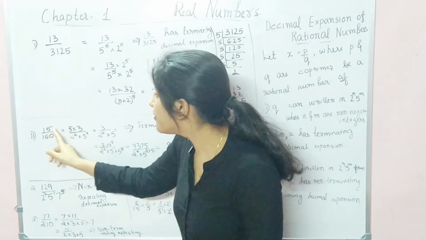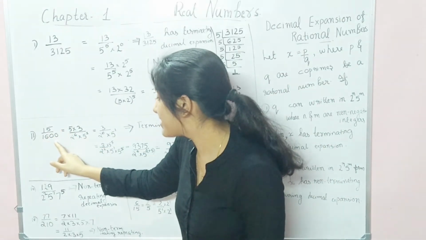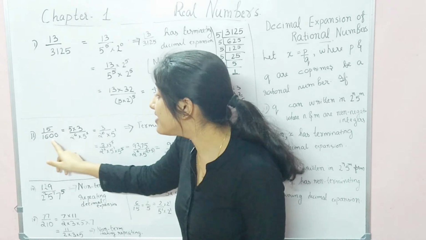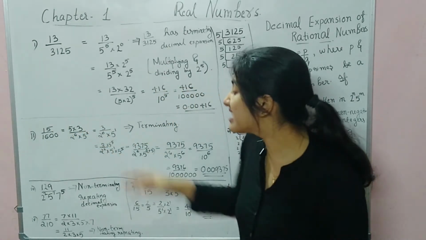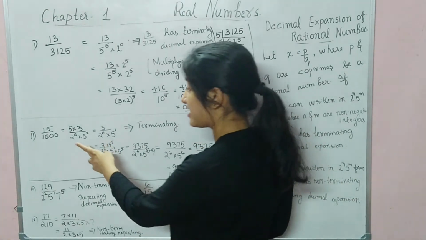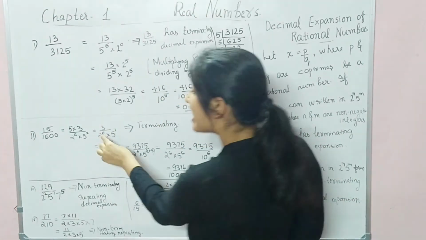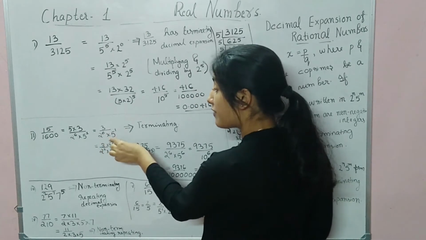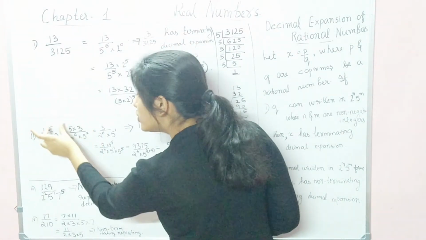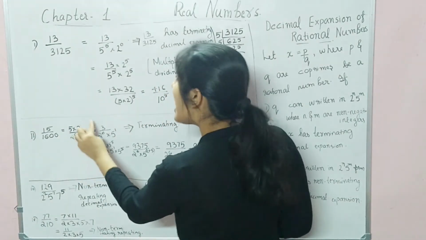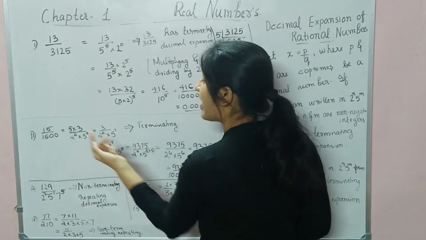When you observe 15 divided by 1600, 15 and 1600 have a common factor, which is 5. So I have to first cancel the common factors and I get 3 divided by 2 raised to 6 into 5 raised to 1. What I have actually done is I have prime factorized both the numerator and denominator and I have cancelled out the common factors.